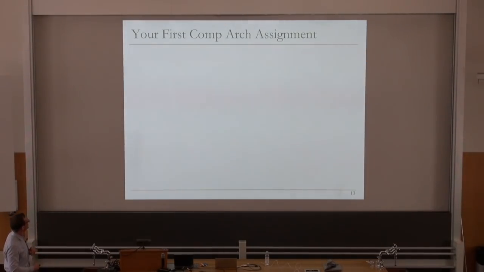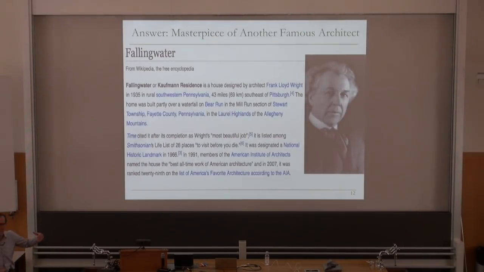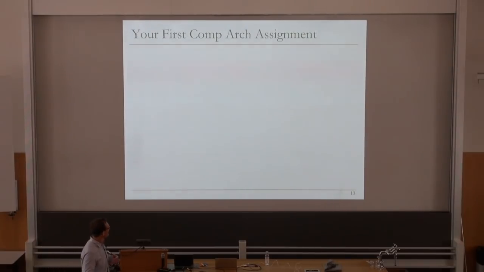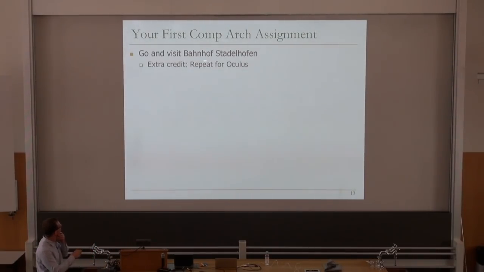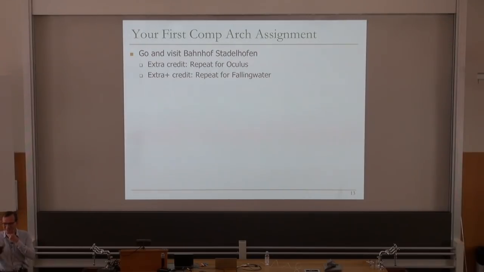Okay, and that's the architect, as we said. So your first assignment in this course, this is what I used to give at CMU, go to Falling Water. But since Falling Water is a bit close and hard to reach from here, I would definitely recommend Falling Water also. But I think the first one would be Bahnhof Stadelhofen. It's very easy to go there. Extra credit, repeat for Oculus. And other people who have taken this course actually sent me pictures from Oculus. I have not received a picture from Falling Water yet from an ETH student. I received a lot of pictures from CMU students who have been to Falling Water. But if you do that for all of them, then you get a lot of extra credit.